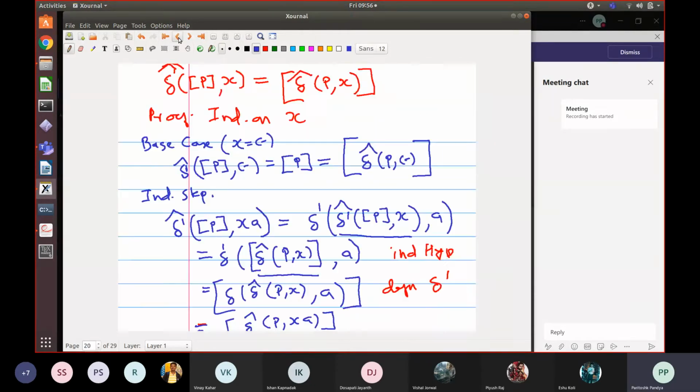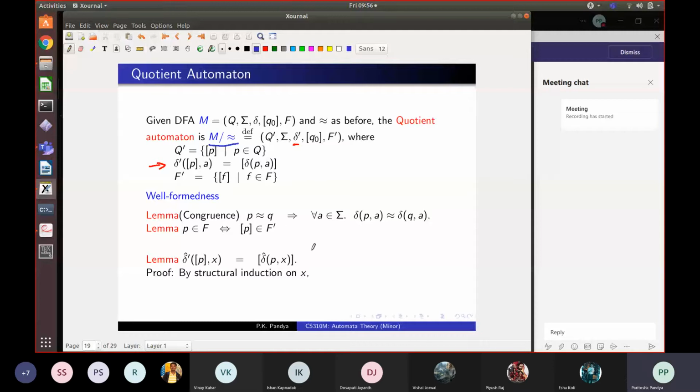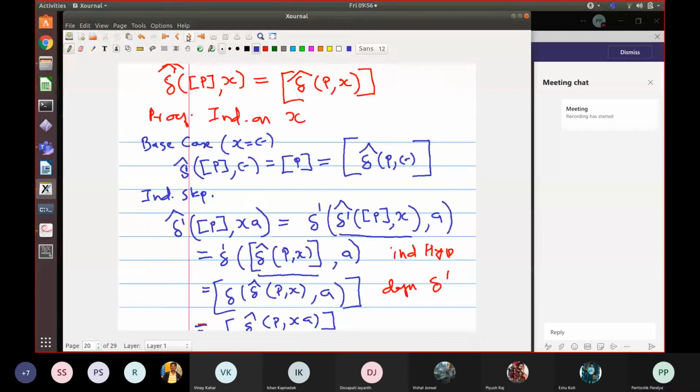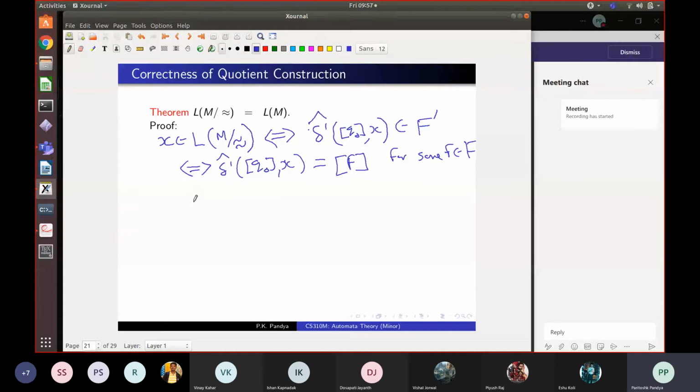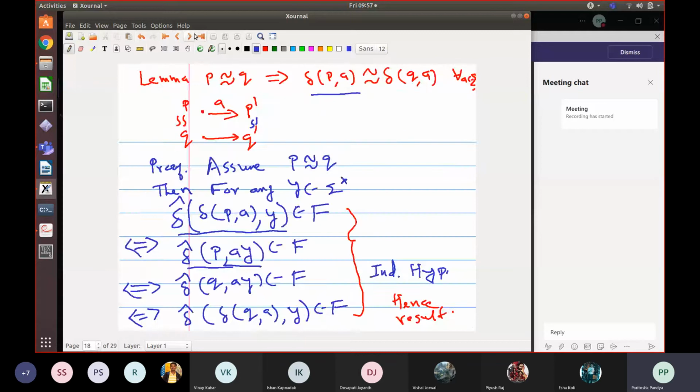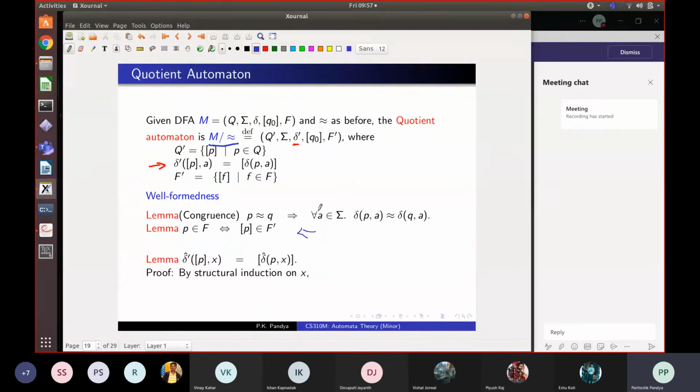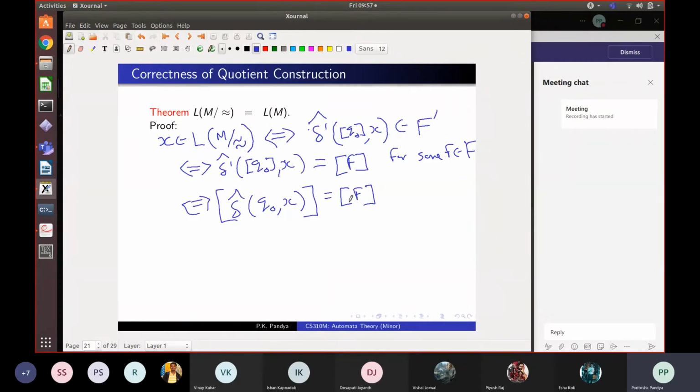Now, by this lemma, we can say that this is equivalent to the equivalence class of delta hat starting from q0 on x being equal to the class of f, right? This is by this lemma. By this lemma, we get this equivalence.